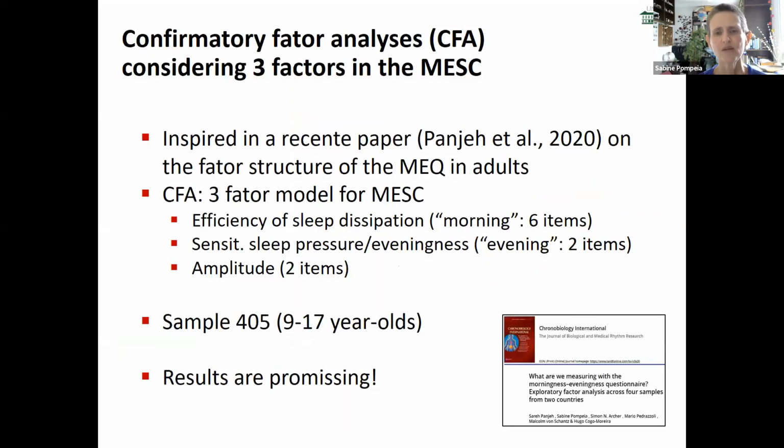So, inspired by a recent paper that we published in Chronobiology International, which looked at the factor structure of the morningness-eveningness questionnaire for adults, we reran a confirmatory factor analysis to see if we could in fact confirm the existence of these 3 different aspects of sleep in teenagers: efficiency of sleep dissipation, sensitivity to sleep pressure or eveningness, and amplitude. And we ran this in a sample of 405 9 to 17-year-olds, and results were really promising.